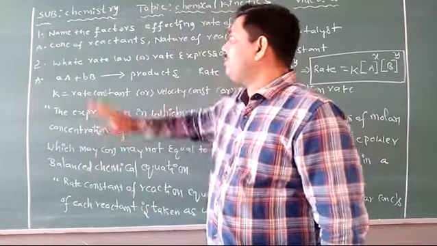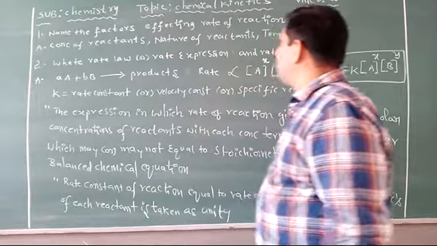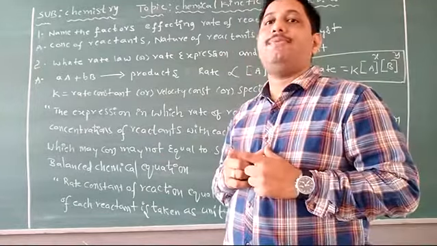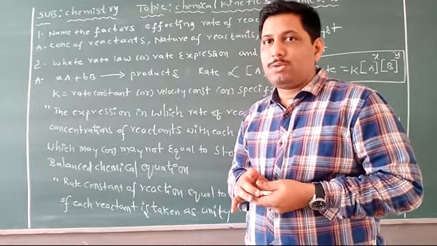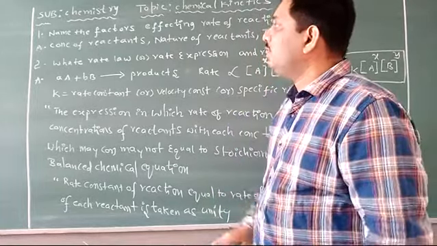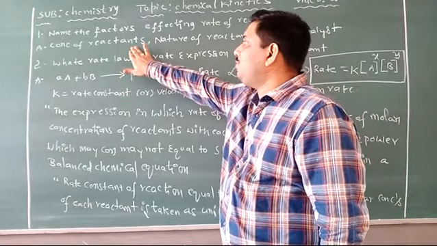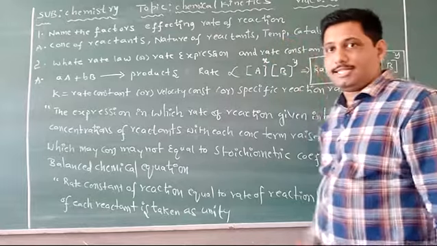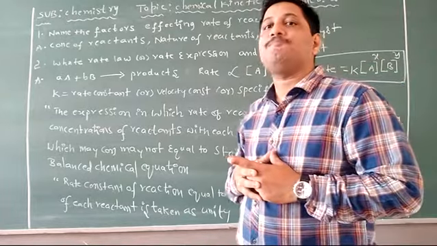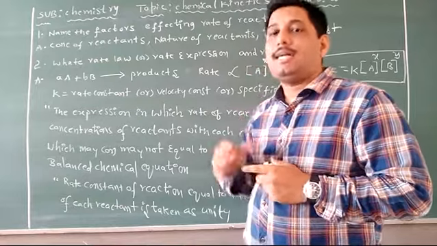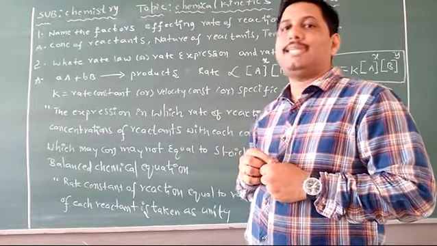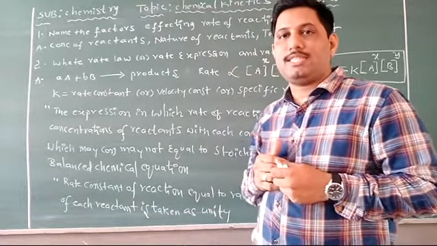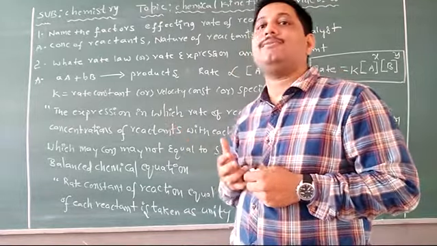In that, the first question is: name the factors affecting the rate of the reaction. It is a 2 marks question, students. Directly they will ask. There are 4 factors: concentration of reactants, nature of reactants, temperature and catalyst. These 4 factors can affect the rate of the reaction, can increase the rate of the reaction.